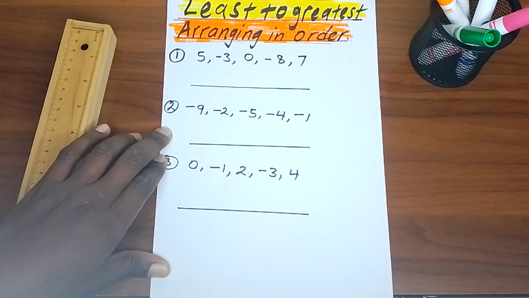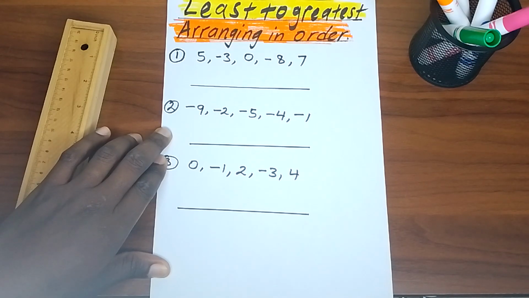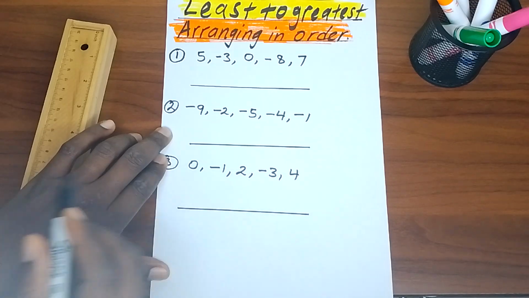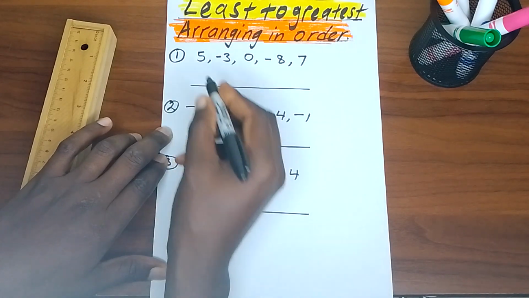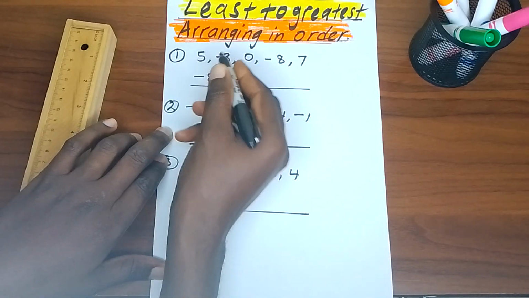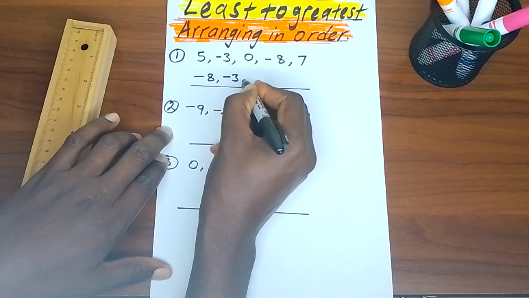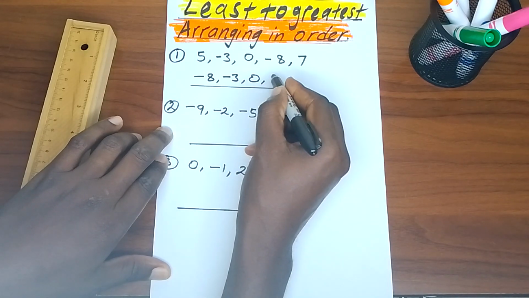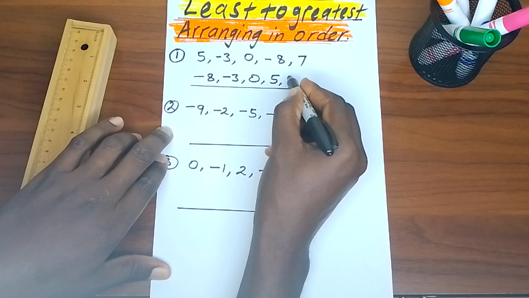So when we are arranging in order, we look at the position of each digit, how great or how small it is. So we'll start with -8 because it is the smallest number here in the given set of numbers. We write -8, we go to -3, we go to 0, we go to 5, we go to 7.